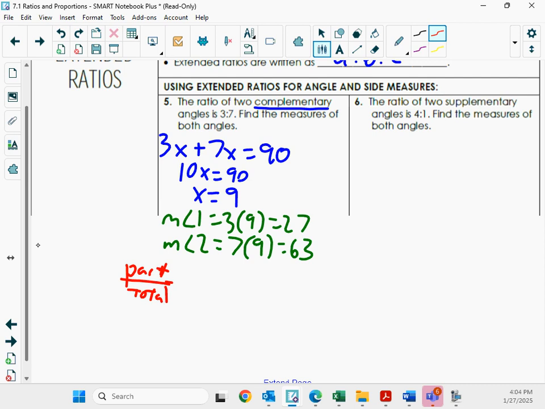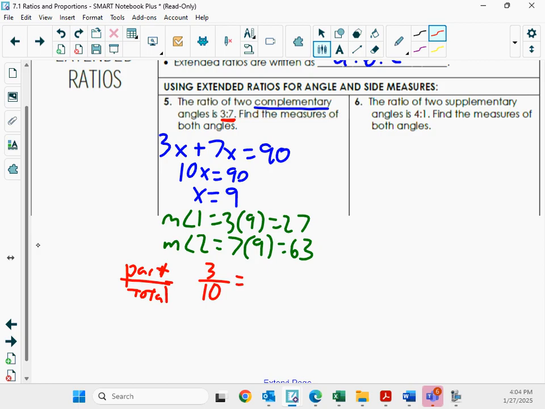So part over total. For measure of angle 1, how many total parts do I have here? I have 3 for angle 1, 7 for angle 2. So angle 1, there's 3 out of 10 total parts. Why 10? Because 7 plus 3 is 10.